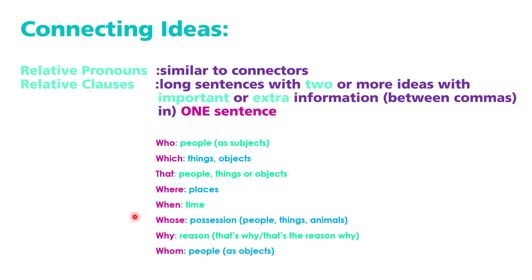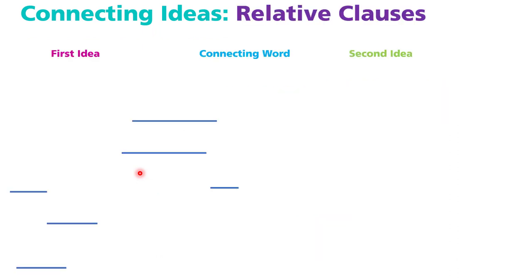In Spanish, whose means cuyo, cuya, cuyos, cuyas. Then we have why. The special combination is that's why or that's the reason why. In Spanish it means es por eso que. And whom. Whom in Spanish means a quién, a quiénes. Who, quién, quiénes. Which, el cual, los cuales, la cual, las cuales. That, que.